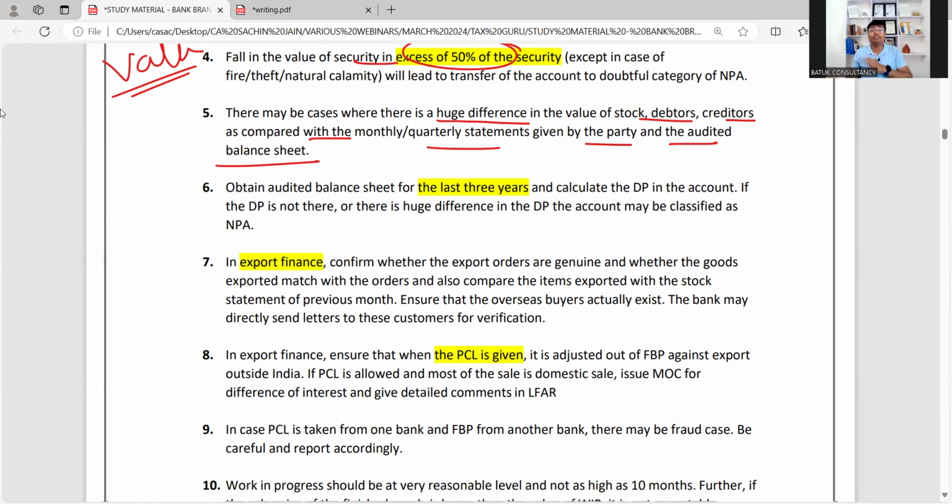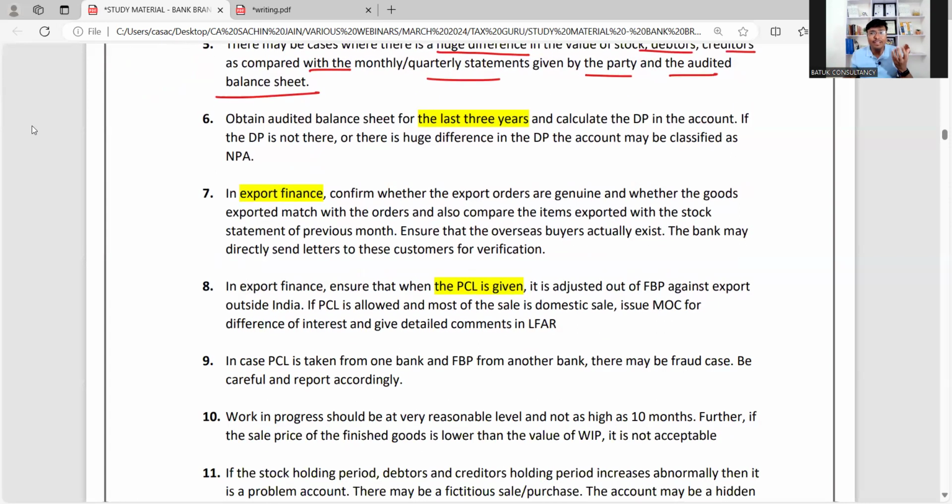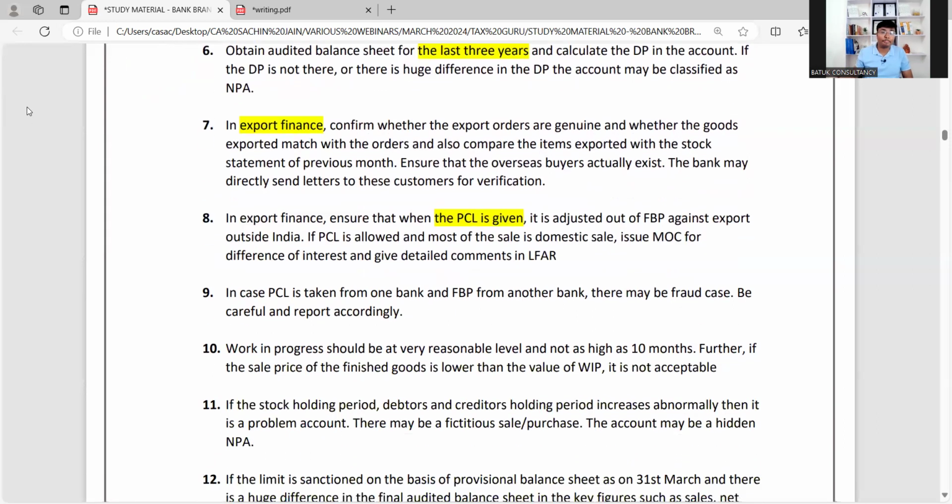Okay, so these are the things we need to analyze in case of bank audit, so that we can conduct the bank branch audit in a very smooth and effective way. In export finances, confirm whether the export orders are genuine and whether the goods exported match with the orders, and also compare the items exported with the stock statement of the previous month. Many times in cases of fraud, there is stock of a separate material or another segment, and that particular person is getting the order for another material. In that case how is this possible?